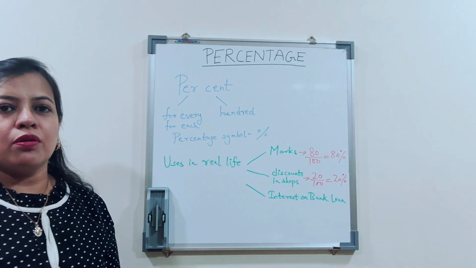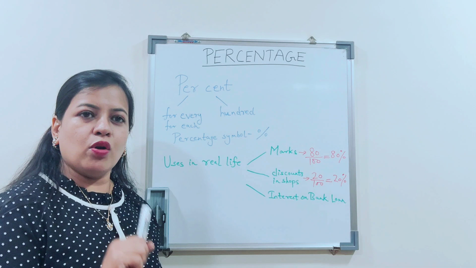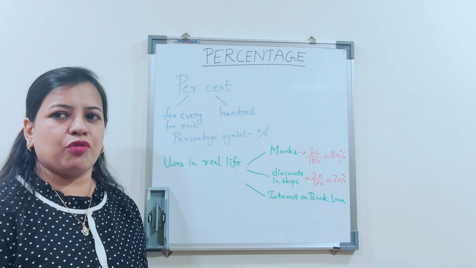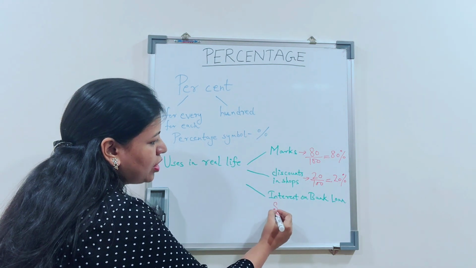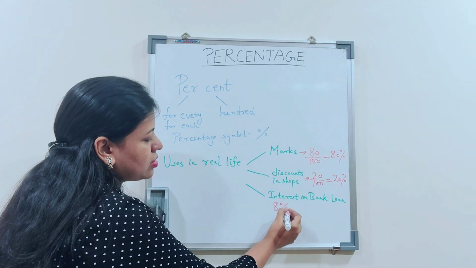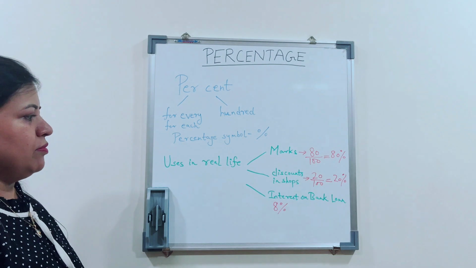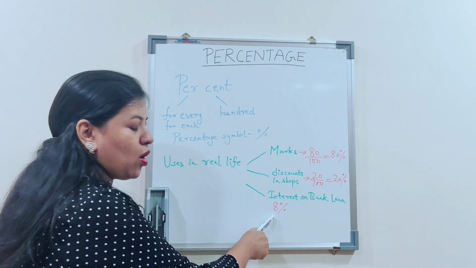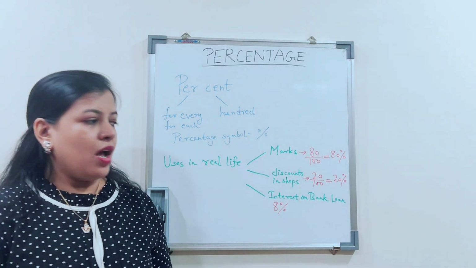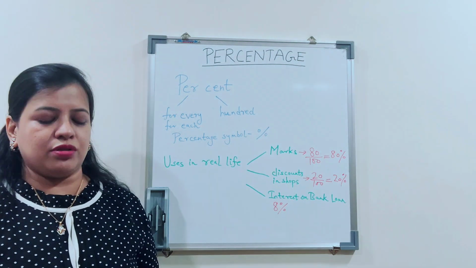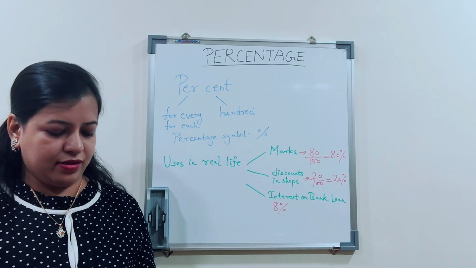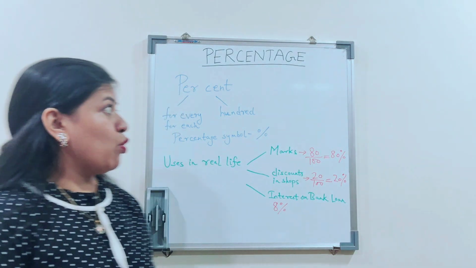Now you must have heard about bank loans. What do the banks do? Banks provide you loans and they take interest from you. Say a bank says that they charge 8% interest on the loan granted by them. So here also you come across percentage. So there are various aspects in which percentage is used on a day-to-day basis. Now let's move ahead.